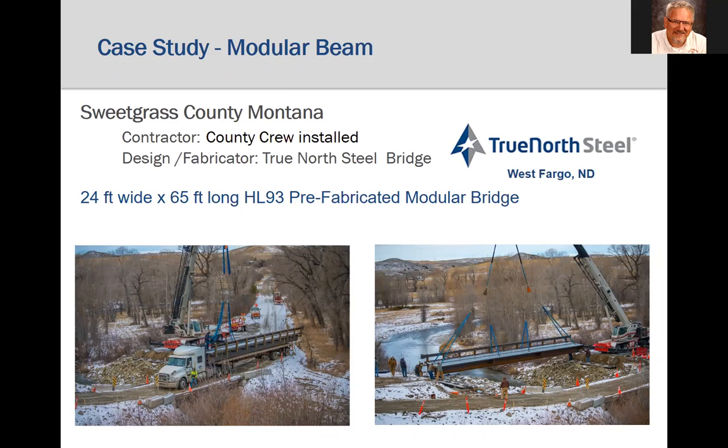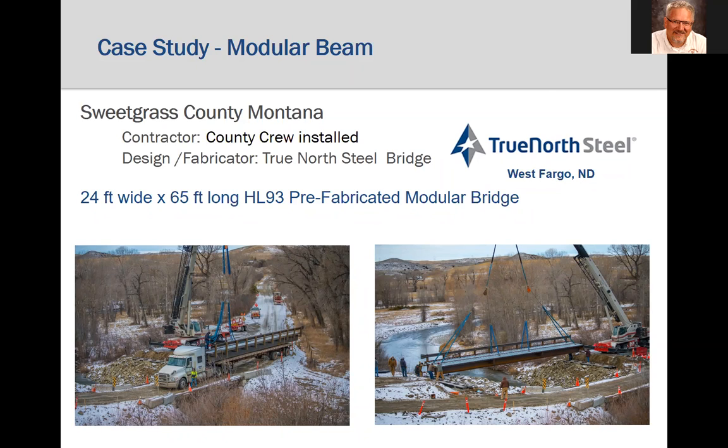So here's another example of a modular rolled beam bridge. The existing Swamp Creek Bridge, located in Sweetgrass County, Montana, suffered from high water events and scouring issues at the foundations. Gas tax funds were available and used to replace this, what they thought was the second worst rated bridge in the county. So 8 foot wide by 65 foot long twin beam modules were fabricated by True North Steel out of West Fargo, North Dakota, and the bridge was constructed by the local county crew.